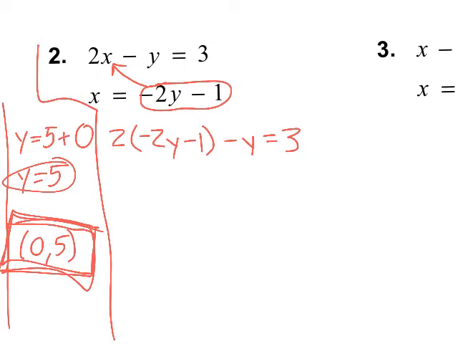Okay, this is where you want to stop and double check. Do we have an equation with just one variable in it? Just one type of variable in it? We do, just y's, right? So now I'm going to go ahead and solve for y.